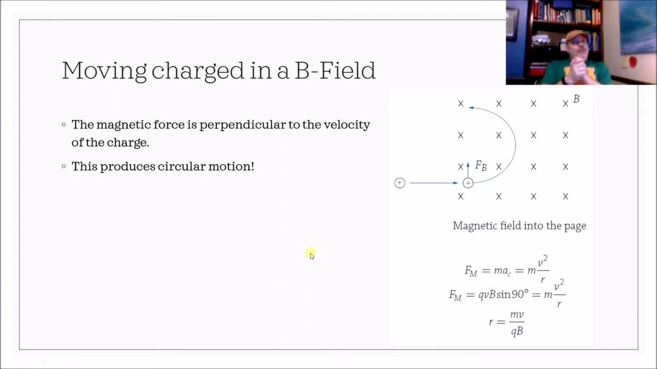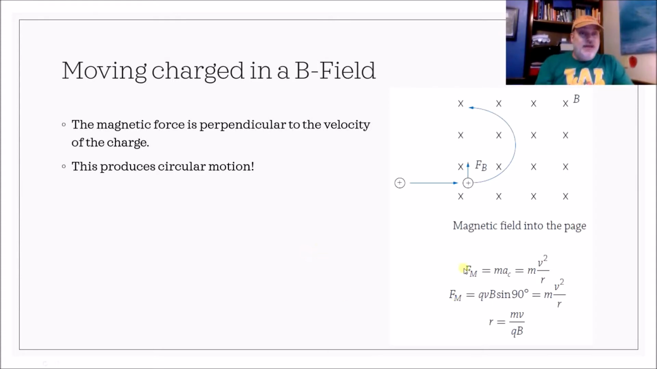Okay, when these charges are moving through a magnetic field, since the force is perpendicular to the velocity, that's not going to speed the charge up or slow it down. What it produces is circular motion. In fact, uniform circular motion if it doesn't lose any energy.